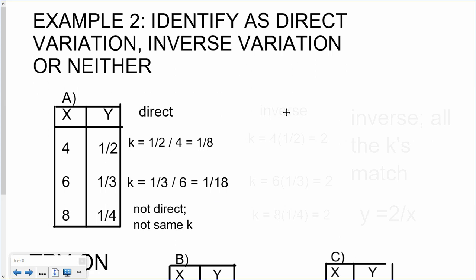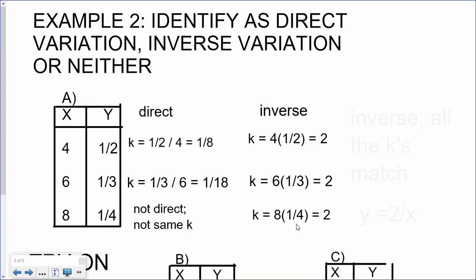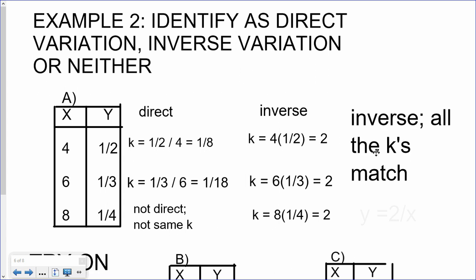So now I'm going to go test inverse. To find k for inverse, you do x times y. So 4 times 1/2 gives me 2. Do it again. 6 times 1/3 gives me 2. Make sure it works for everything. 8 times 1/4 gives me 2. So because they all get the same k's using the inverse equation, I know this is an inverse variation because all the k's match.